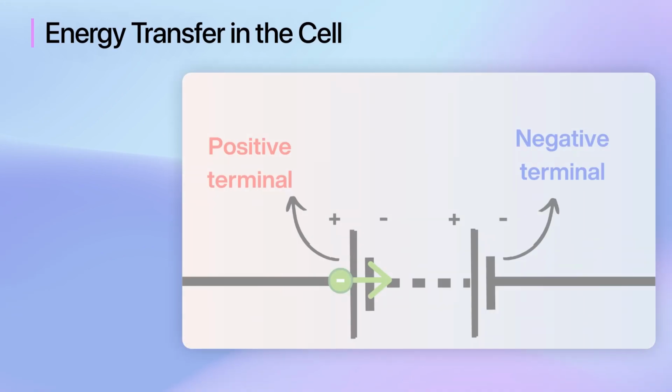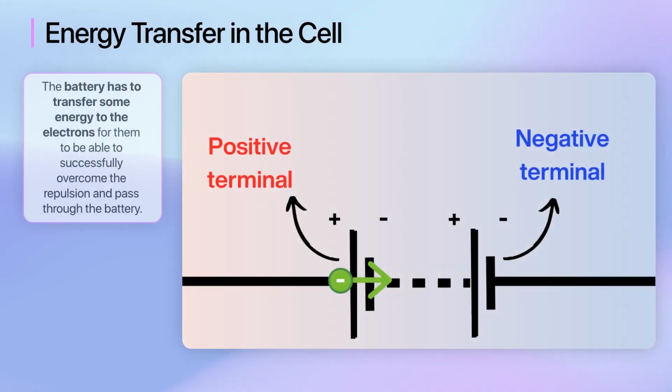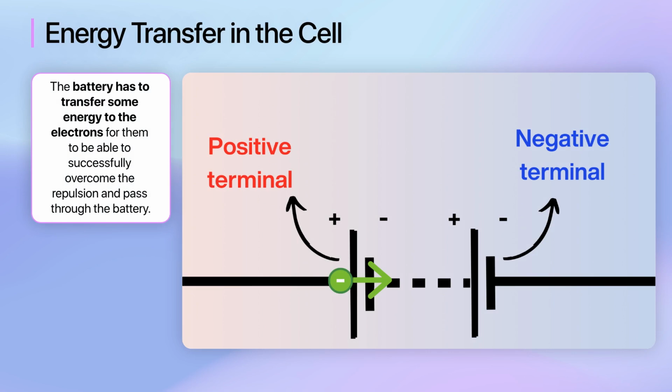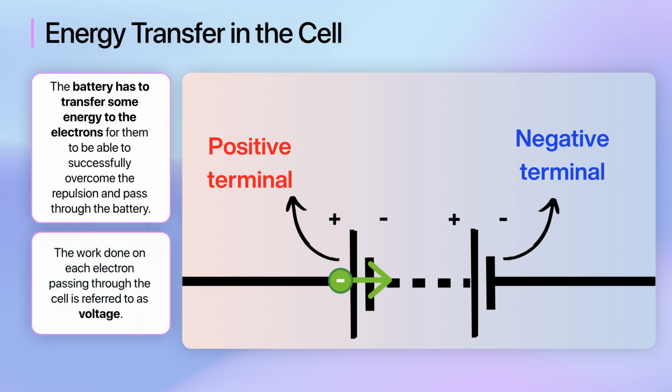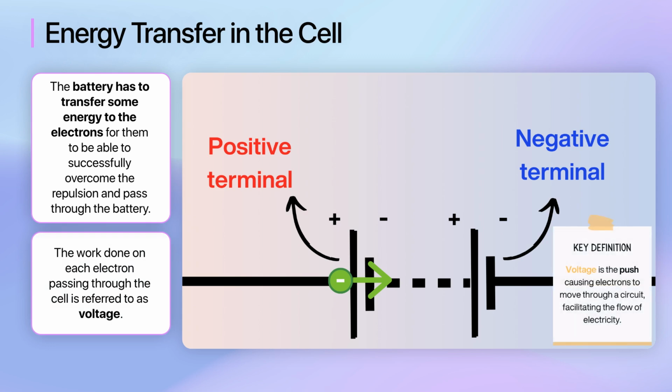For every charge passing through the battery, some energy has to be transferred to it for it to be able to successfully overcome the repulsion and pass through the battery. This work done on each electron passing through the cell is referred to as voltage. Voltage is the push causing electrons to move through a circuit, facilitating the flow of electricity.